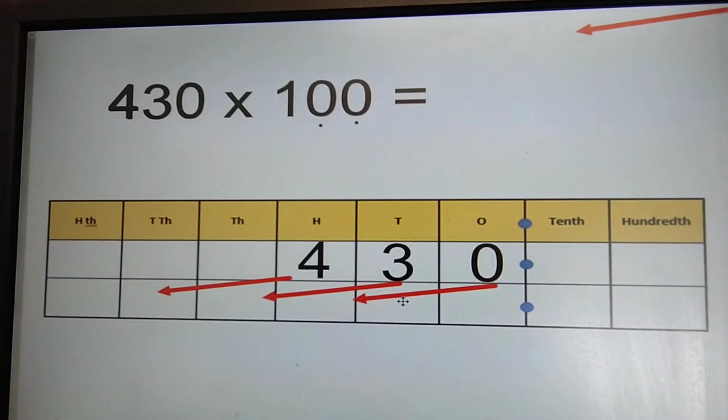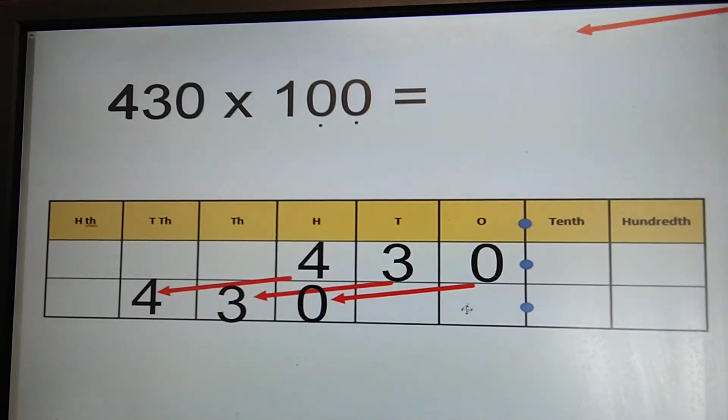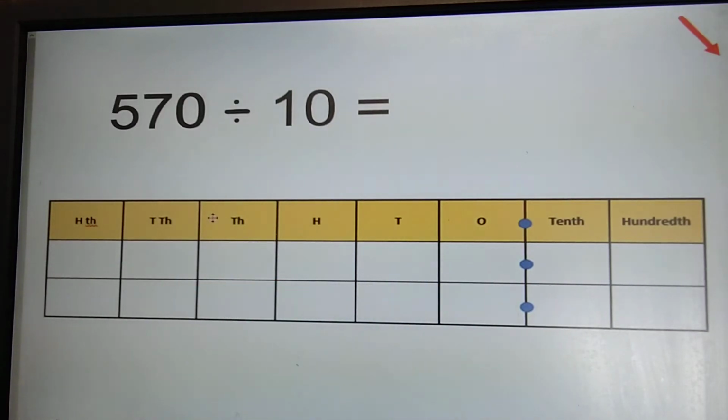The arrows are just reminding us of what that should look like, moving each digit 2 places to the left, and then we can do that as follows. Just remember, any empty boxes, we are going to put a 0 in these empty boxes, and then we can see that our answer to 430 multiplied by 100 is 43,000.